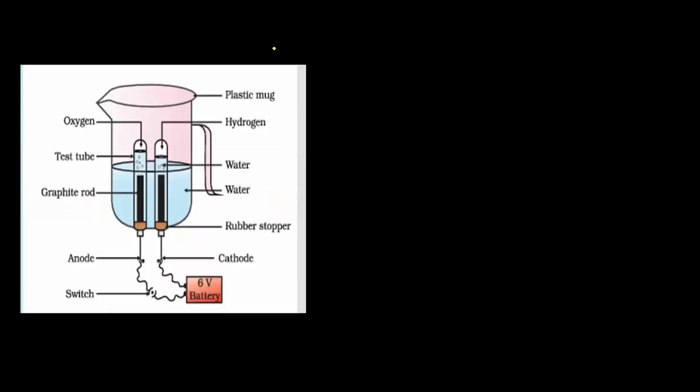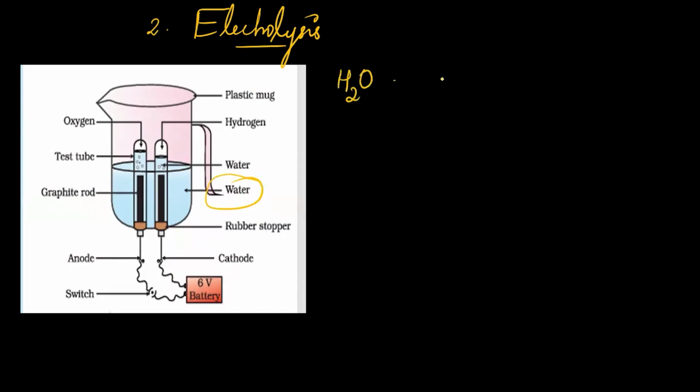Okay, next is the second type of decomposition reaction, that is electrolysis. Last year questions were asked from this in the CBSE board exams. So let us discuss in detail what is happening. You can see here water. So we are doing water electrolysis. H2O gives H2 plus O2.